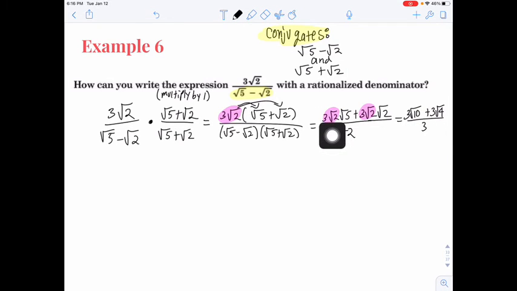So here we have 3 times the square root of 2 and the square root of 5. They're both square roots, so we can go ahead and multiply those together to get the square root of 10. So this will become 3 square root of 10 plus, now we have 3 times the square root of 2 times the square root of 2, again, both square roots, so we can multiply them together to get the square root of 4. And then on the bottom, we had just 3 from the 5 minus 2.